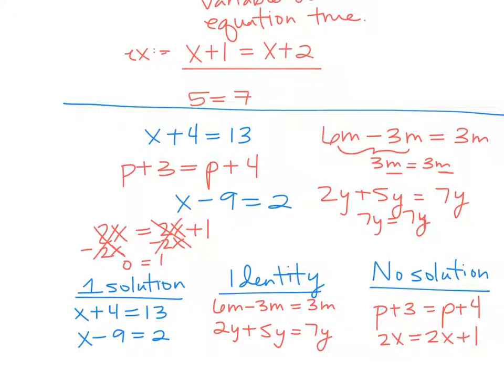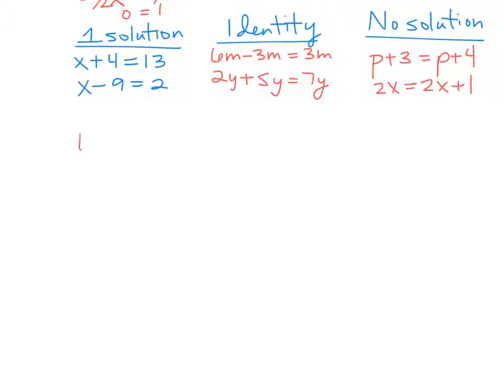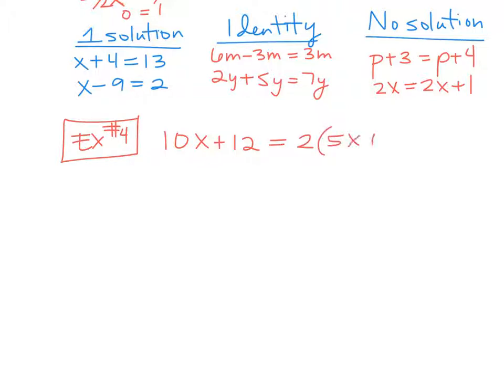Okay, does that give you kind of an idea of what they look like? Okay, so let's solve a few of those, and then we'll be done. Let's say our problem looks like this. 10x plus 12 equals 2 times 5x plus 6.